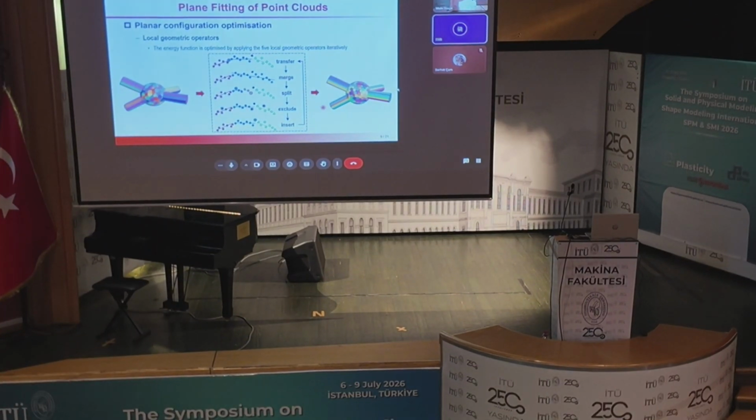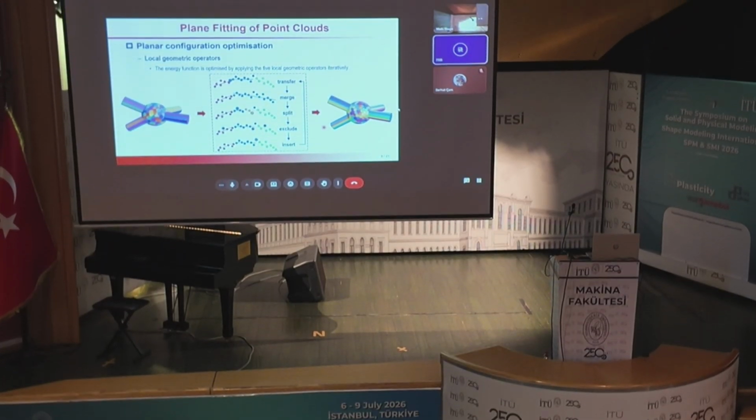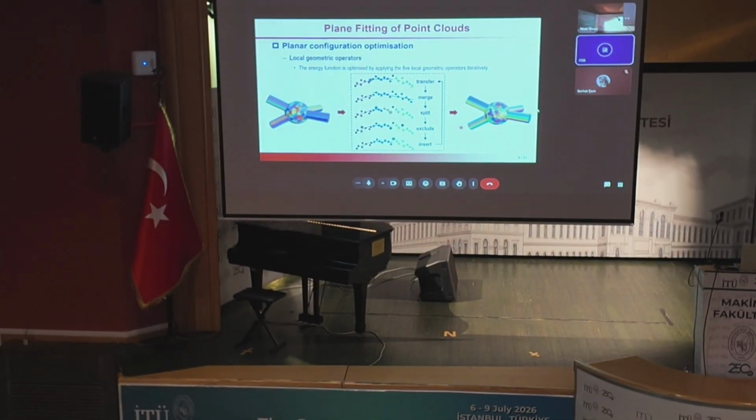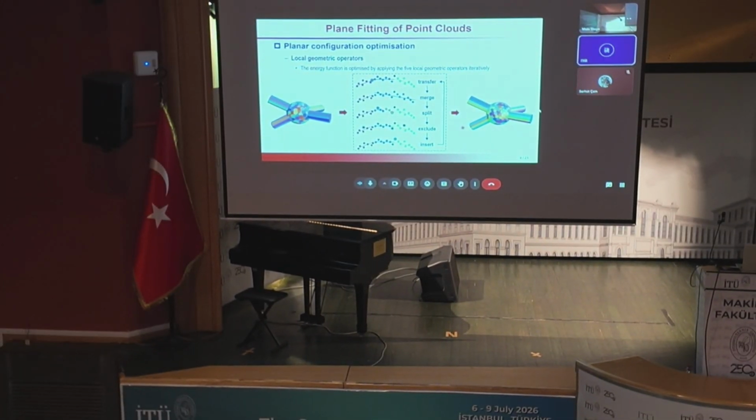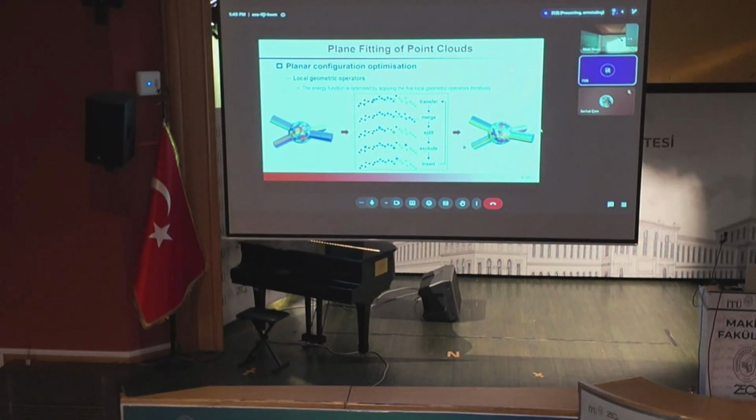So let's look at how to optimize the planes, or how to get a better convex hull. Actually, we want to optimize, or minimize, an energy function. So what we do is define five local geometric operators.